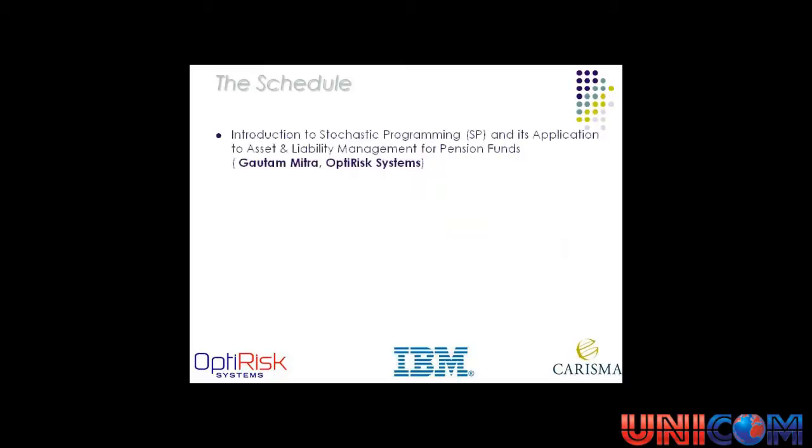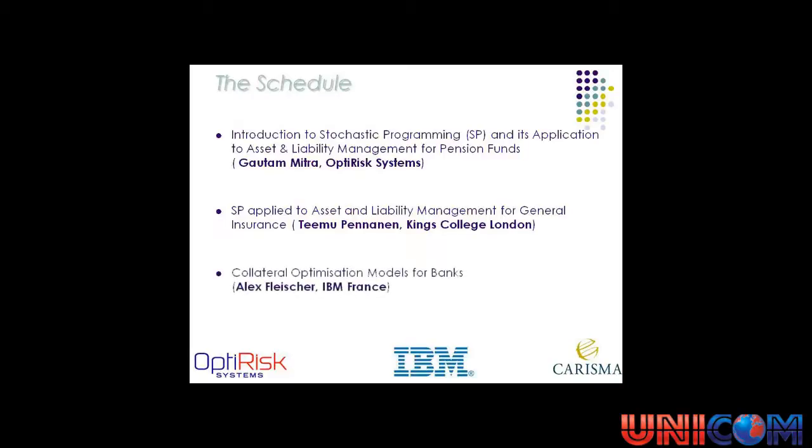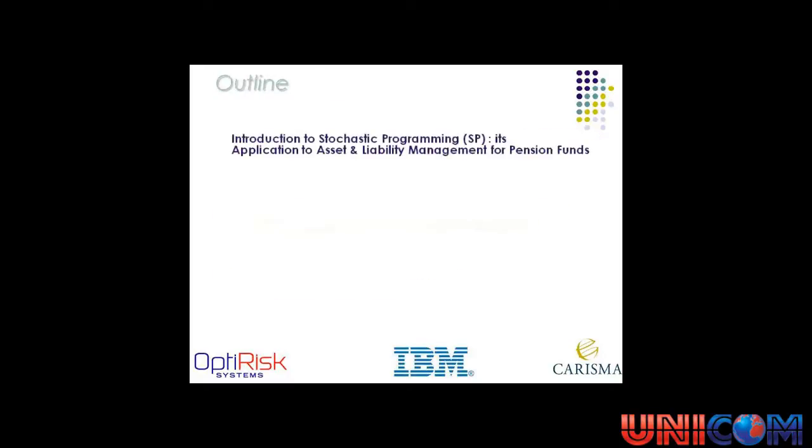I'm going to spend around 20 minutes on introducing stochastic programming and its application to asset and liability management. And after me, Professor Pennanen is going to pick up on the same theme of stochastic programming, but looking at its application in general insurance. And finally, Alex from IBM France is going to talk about collateral optimization models which are in use for banks. So tall order, we're going to be trying to cover quite a lot, and so here it is.